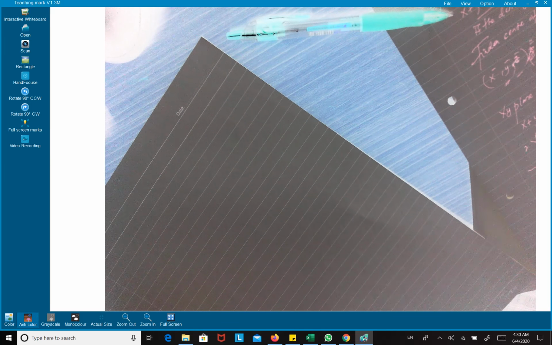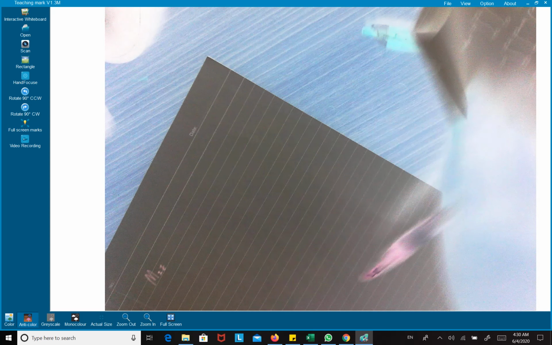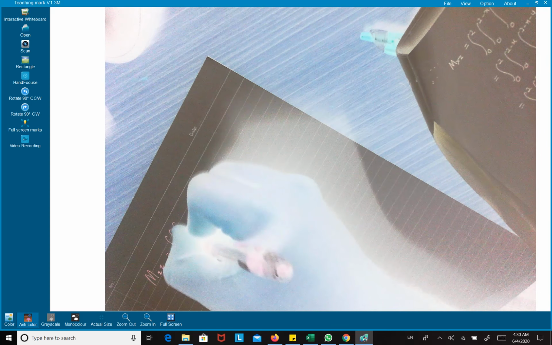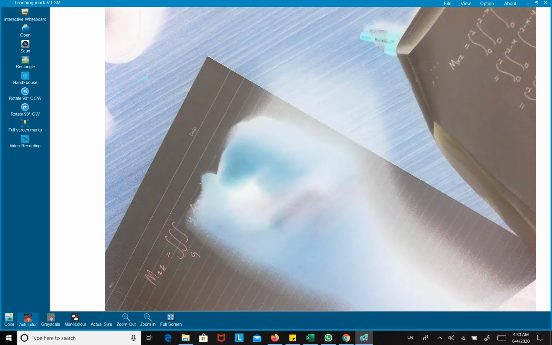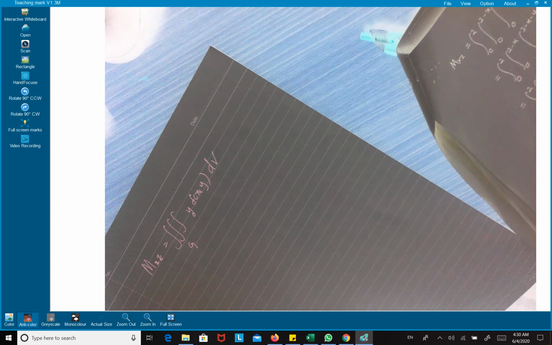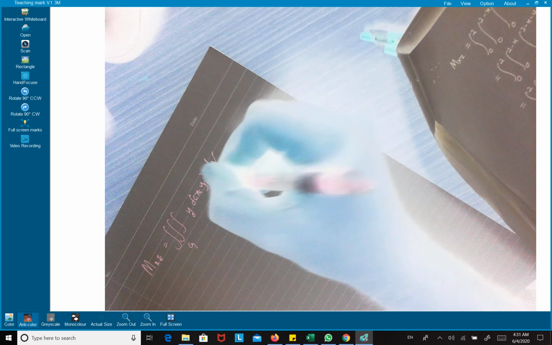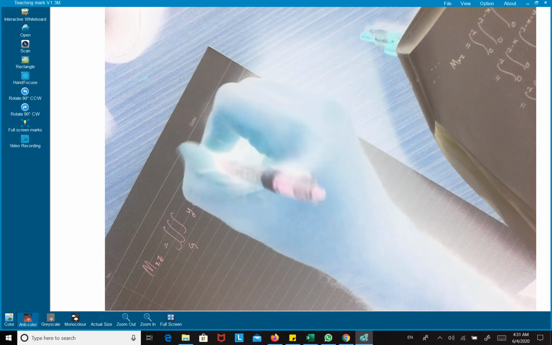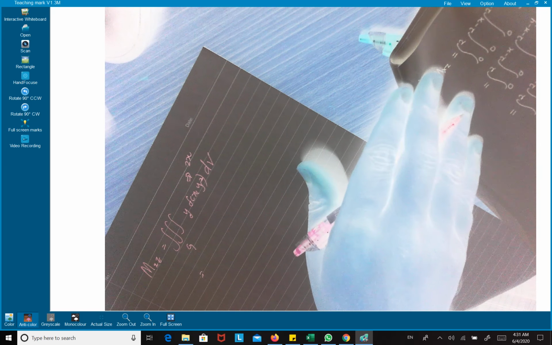Next, you have to find Mxz. Mxz will be the triple integral over G of y times the density function, times dV, from the formula itself. Next, this is Mxy. The density function is given by 2x, so we can use the same thing.